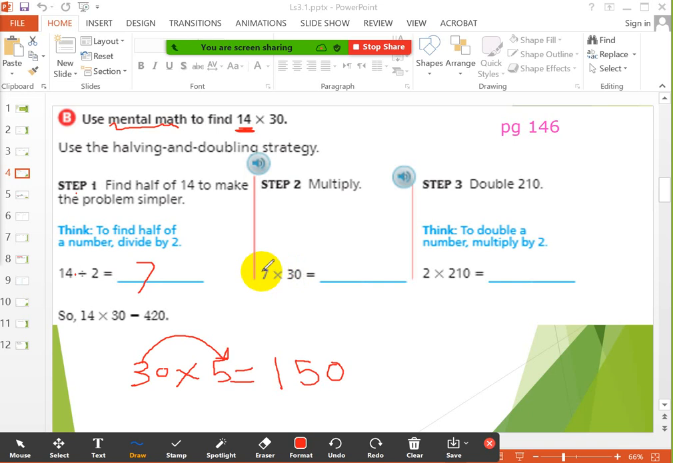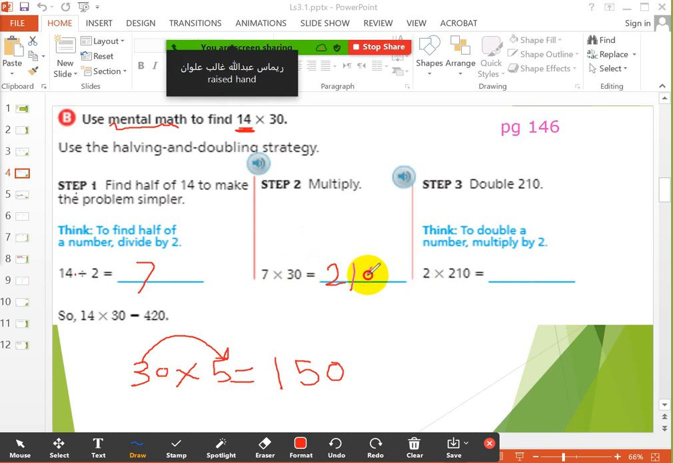I will multiply 7 with 3 and put a 0 next to the answer. So 7 multiply 3 equals what? Who will tell me? Thank you, Zain. Excellent. Thank you, Lana. Thank you, Aryam and Rimas. So it will be 21. 7 multiply 3 equals 21. And I will take this 0 and put it next to the answer. So it will be 210. This is the answer for multiplication between 7 and 30.